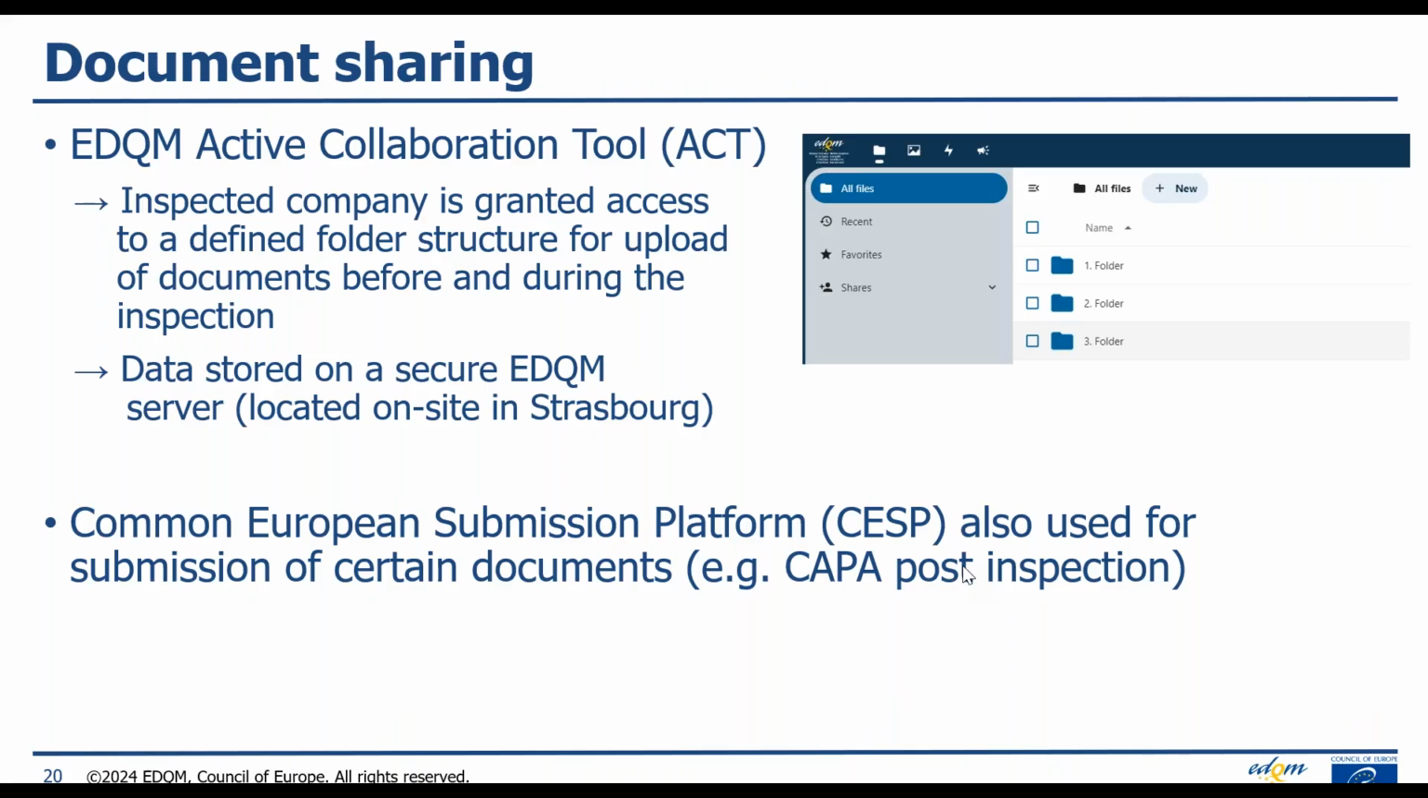Okay, so then just to mention our document sharing tool, which we use extensively during our inspections. It's called the EDQM Active Collaboration Tool. It's basically a cloud system which is used to share documents. The inspected company would be granted access to a defined folder structure for the upload of documents before and during the inspection. This is an example of what it looks like. The data is stored on a secure EDQM server, which is located on site in Strasbourg, so it's all fully secure.